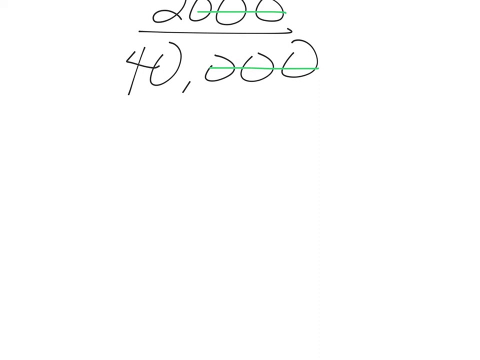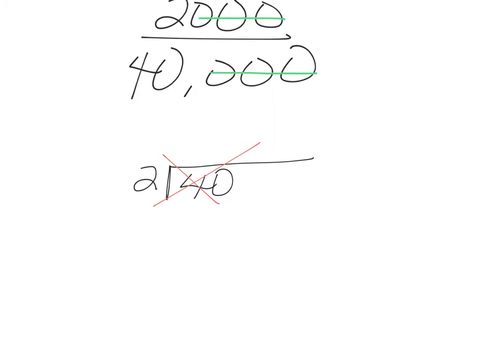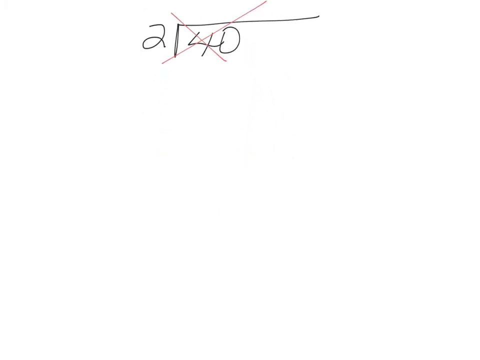And so now my problem is simplified. I have 2 going into 40. And that's much easier to solve than 2,000 going into 40,000. I'm sorry, 40,000. Oh, look at me. I did the wrong thing, just like some students do. I did it wrong, so let me correct it. It's like this. All right, I hope you caught that before me.